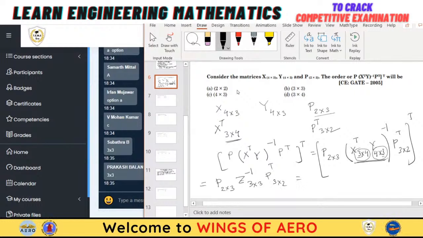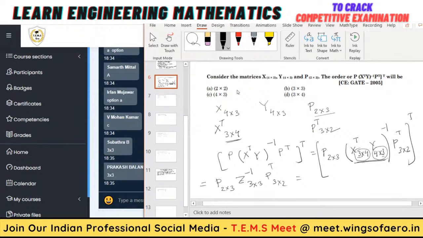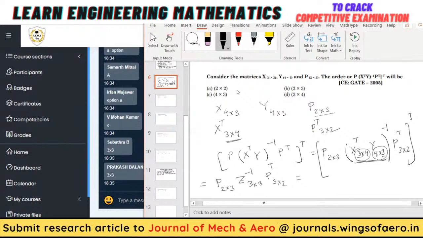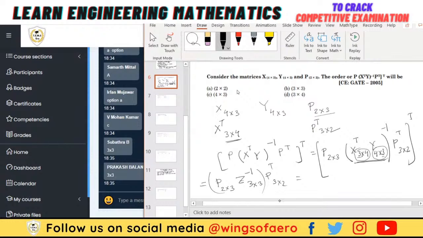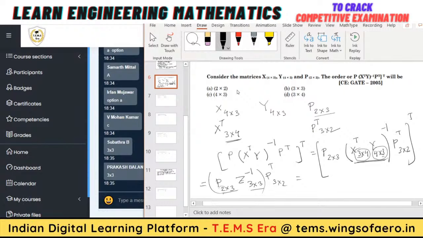If Z is 3 cross 3, then what will be the dimension of Z inverse? Always remember, the inverse and the matrix itself have the same dimension. So it becomes 3 cross 3. Now you multiply like this. If you multiply P into Z inverse, P is 2 cross 3, Z inverse is 3 cross 3. And what will be the dimension? P into Z inverse will be 2 cross 3.